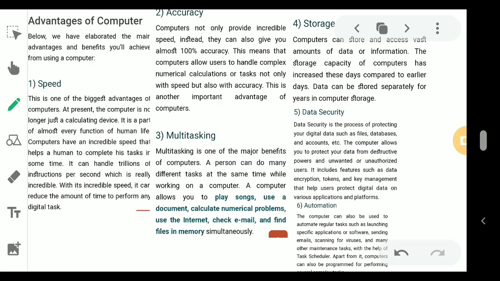At present, the computer is no longer just a calculating device. It is a part of almost every function of human life. The computer has an incredible speed that helps humans complete their tasks in a given time. It can handle not only millions and billions, it is capable of handling trillions of instructions per second, which is really incredible. For a human being it is not possible.